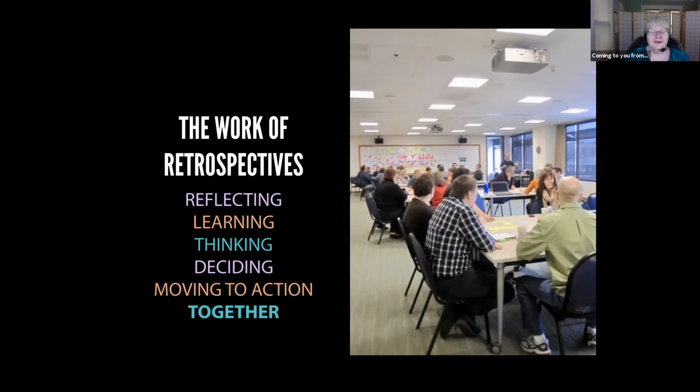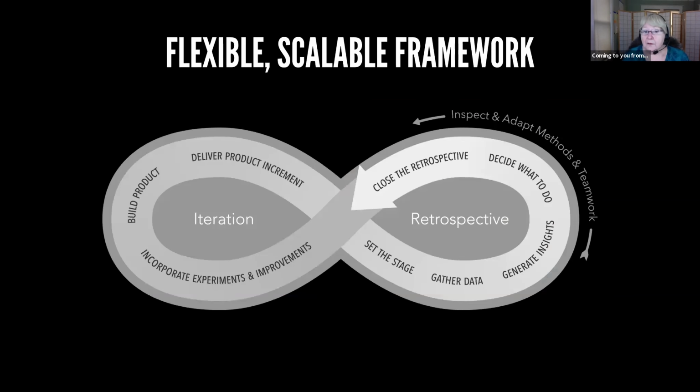That's a hugely common pattern in the Agile world, but it never moves into action. We just assume that by having the list, that will somehow cause the change, and it doesn't. We need all of these steps, and we need the group to move through all of these steps together. So Esther and I created what we call a flexible, scalable framework. This is a framework that you can use at any time frame to look at almost any event.